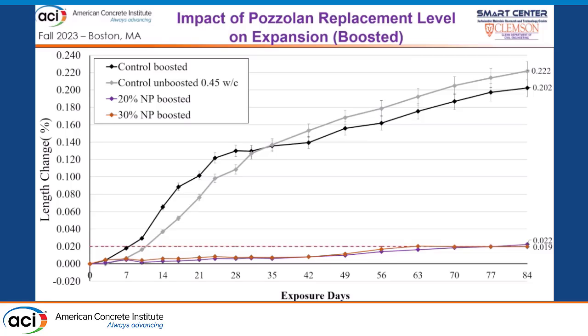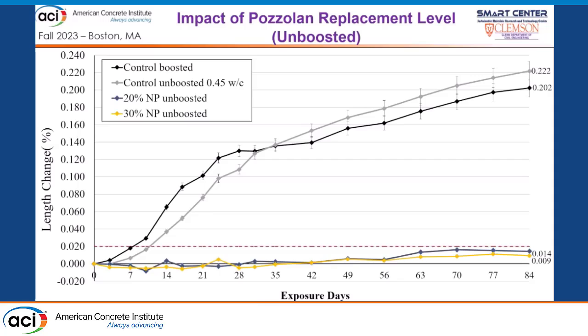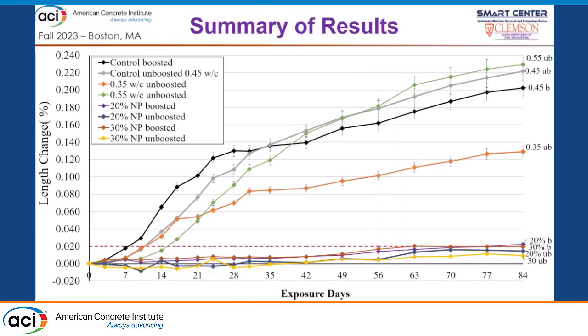If you do the same experiment with unboosted, that is no extra alkalis to the mix, again, these show even lesser expansions, right? Even at 84 days, which is the longest, the expansion level is significantly less than 0.02%. So you're able to capture the effectiveness of these pozzolans. And clearly at 56 days, you can see those are significantly lower.